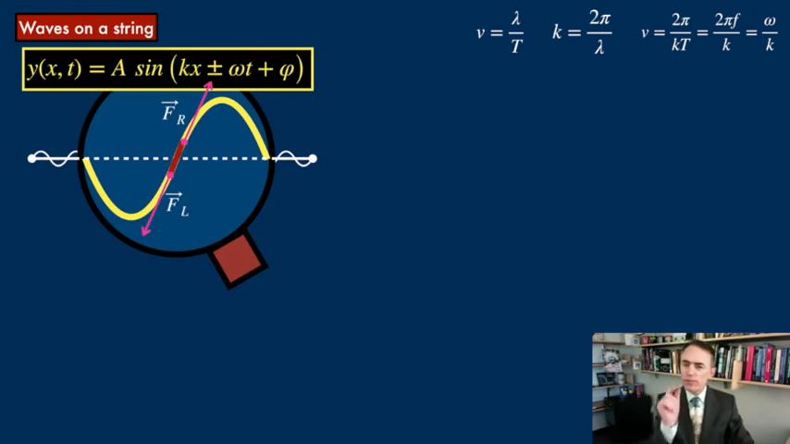The mass of the differential element of rope is mu times dx, where mu is the linear density and dx is the length of such differential element. Mu is just the mass of the rope divided by its length.